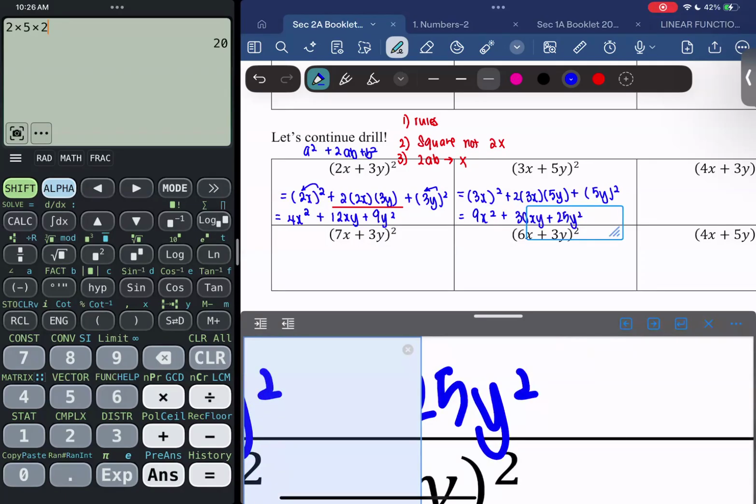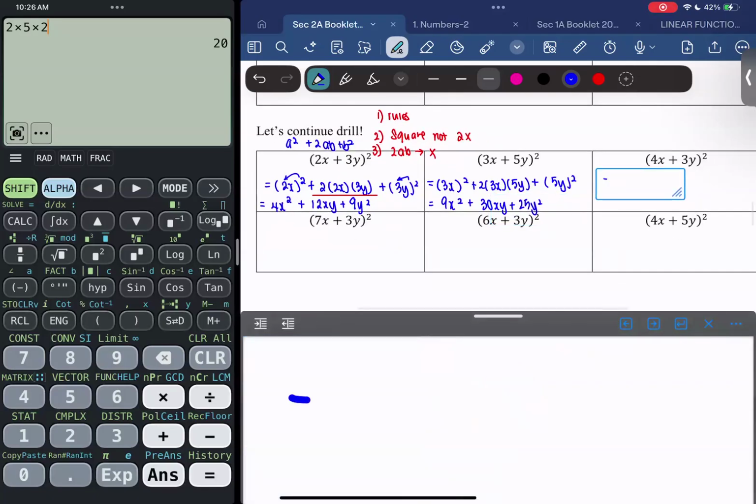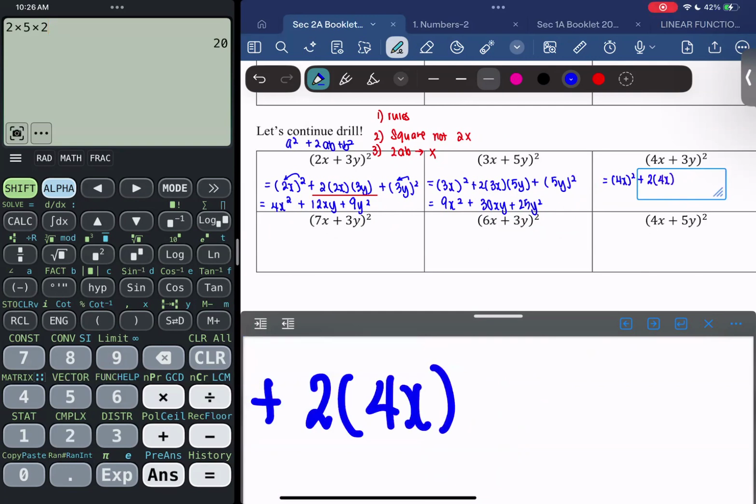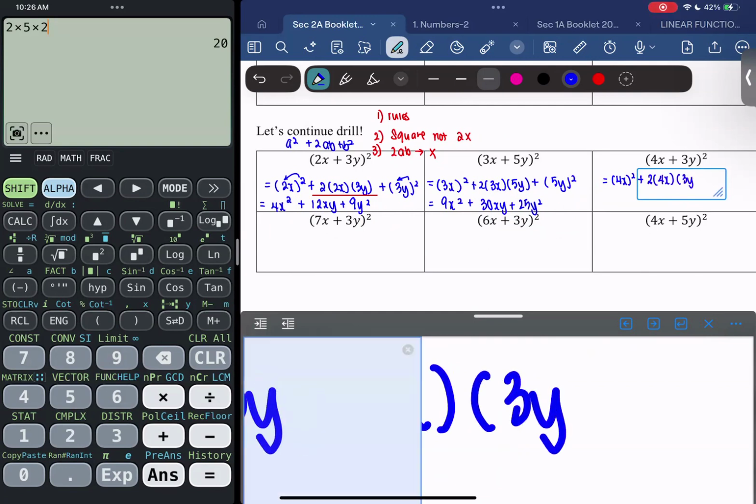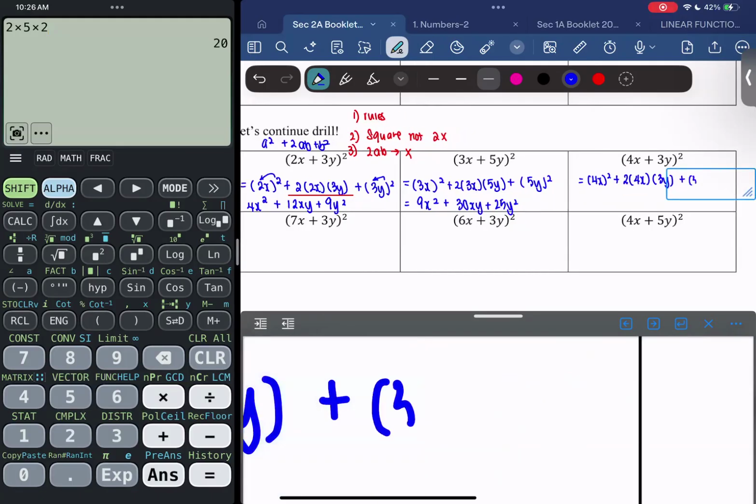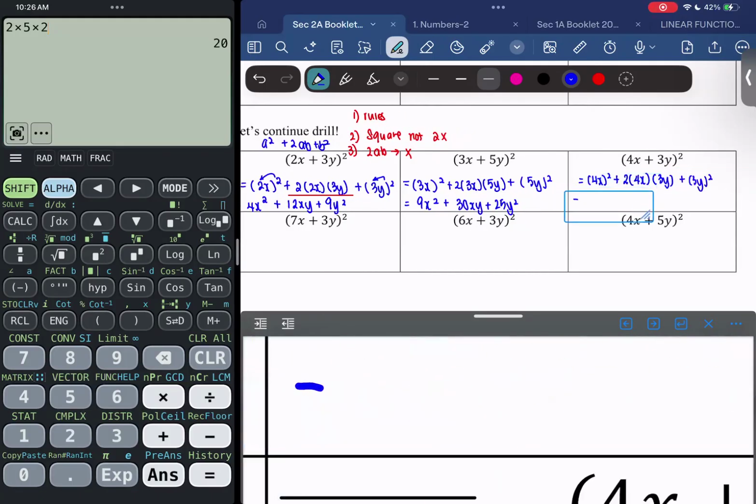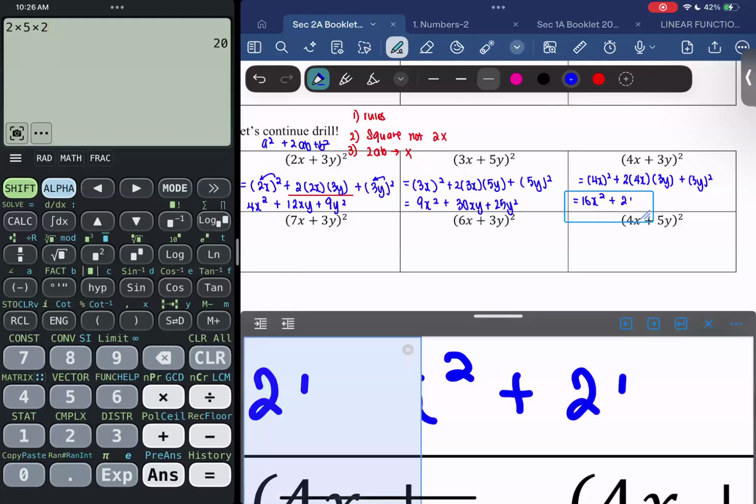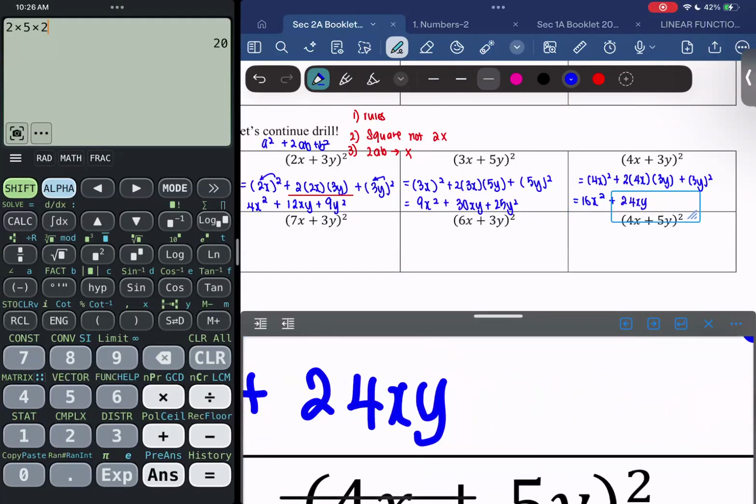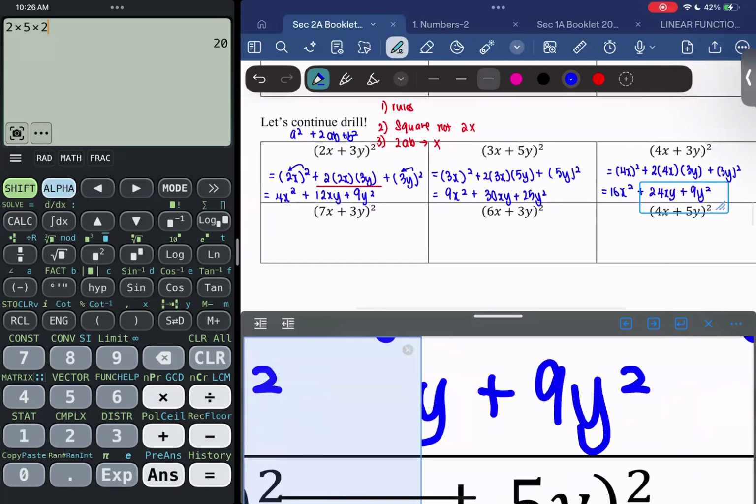Okay, reverting back to Chen Yi. 4x squared. Good. Plus 2 bracket 4x bracket 3y plus 3y squared. Okay, good. 16x squared plus 24xy plus 9y squared. Yes, okay, very good.